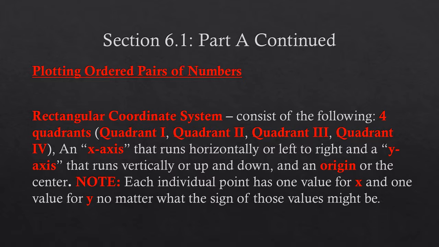By definition, the rectangular coordinate system consists of the following: 4 quadrants, quadrant 1, quadrant 2, quadrant 3, quadrant 4, an x-axis that runs horizontally, or left to right, and a y-axis that runs vertically, or up and down, and an origin, or the center. Note, each individual point has one value for x and one value for y, no matter what the sign of those values might be.